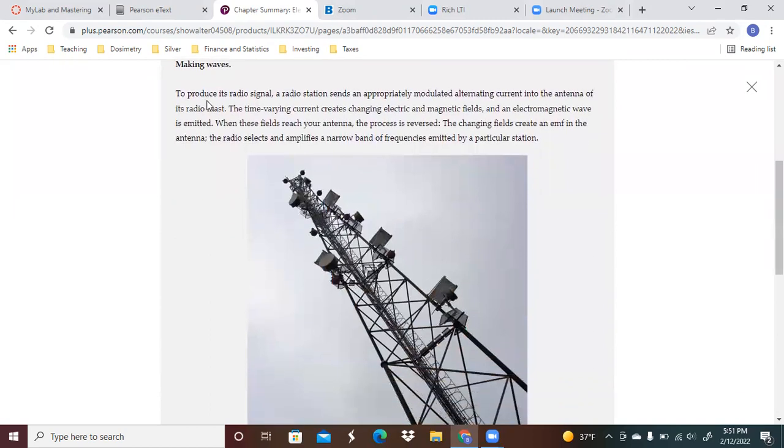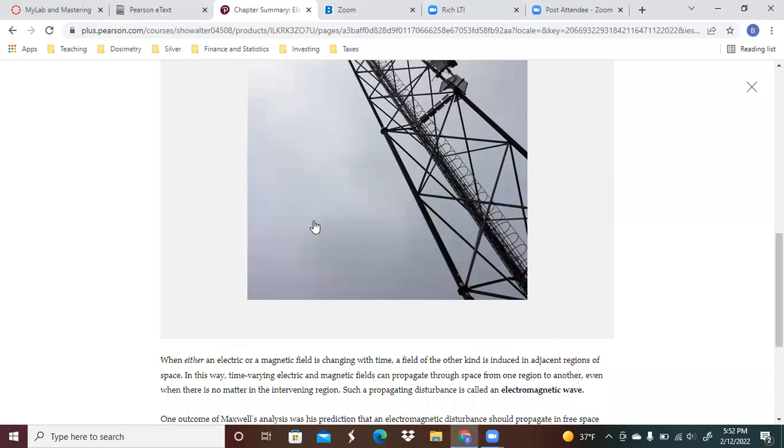If you're a big fan of the radio, in order to produce the signal, a radio station sends an appropriately modulated alternating current into the antenna of its radio mast, and the time-varying current creates changing electric and magnetic fields. An electromagnetic wave is then emitted. When these fields reach your antenna on the car or whatever you're listening with, the process is reversed. The changing fields create an EMF in the antenna, and the radio selects and amplifies a narrow band of frequencies emitted by a particular station.